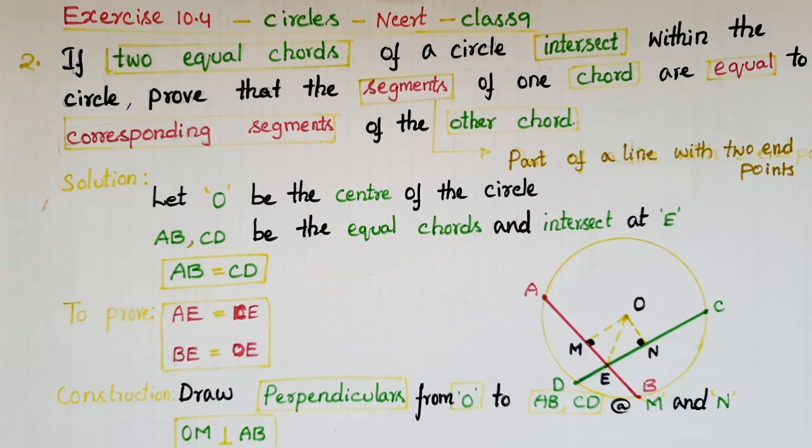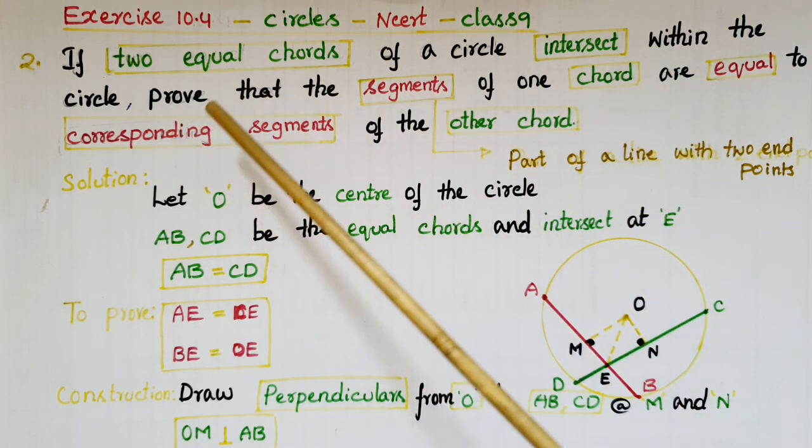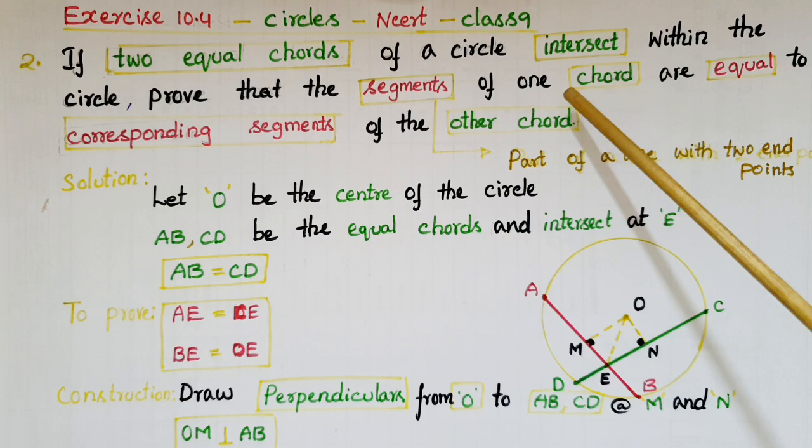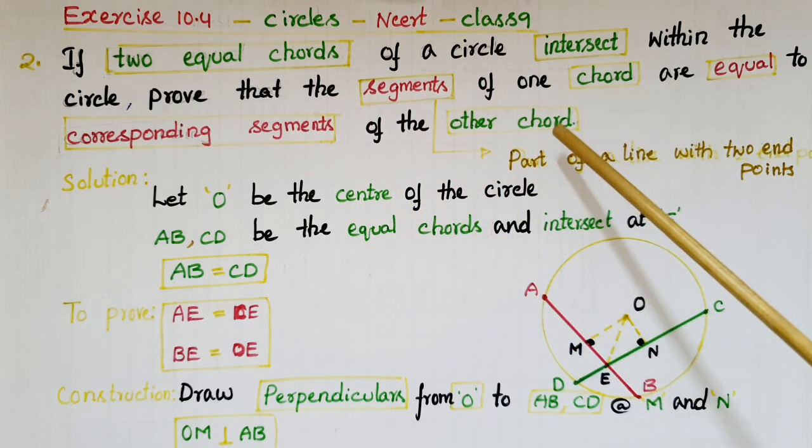Hello everyone. Today I am going to tell the solution of the second problem from exercise 10.4 from the circles chapter of NCERT class 9. The problem is: if two equal chords of a circle intersect within the circle, prove that the segments of one chord are equal to corresponding segments of the other chord.